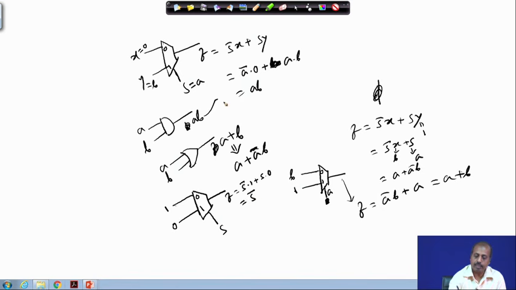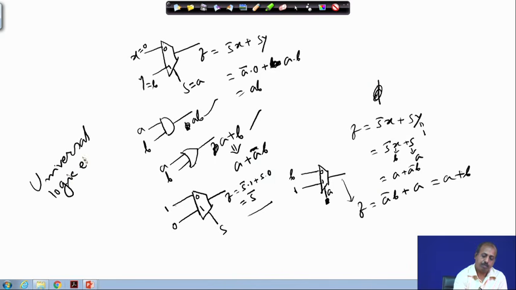So, I am getting the AND gate, OR gate and the inverter. So, this 2:1 multiplexer is also a universal logic element. It can realize all the logic circuits that we can think about. Okay. So, this is another universal logic element. Apart from the NAND gate and NOR gate that we have seen, this 2:1 multiplexer is also a universal logic element.